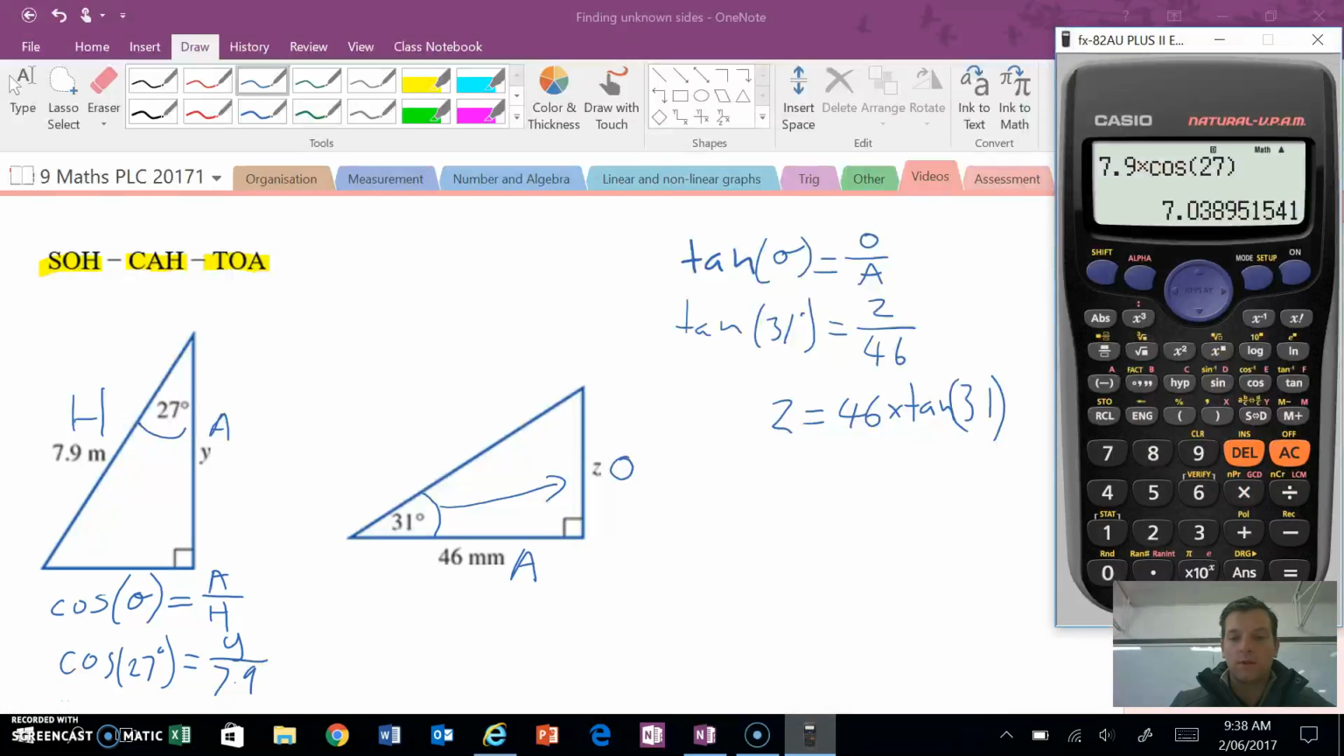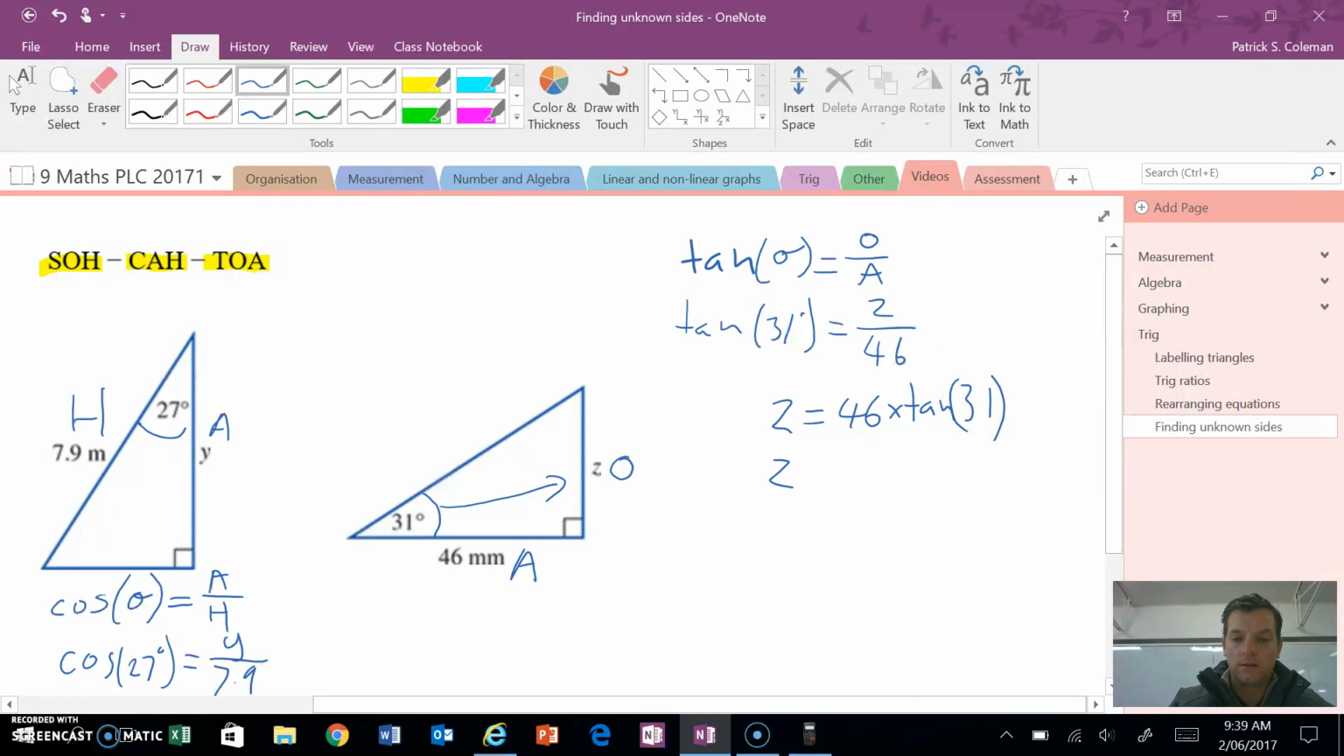And then we go through and plug that into our calculator. So 46, again the tan button's on that same line just next to cos, so times by tan, 31, close bracket. Solving to 2 decimal places, we've got 27.64. And our unit this time is millimetres. So there we have it. That's how we solve our triangles for unknown side lengths using trig formula.